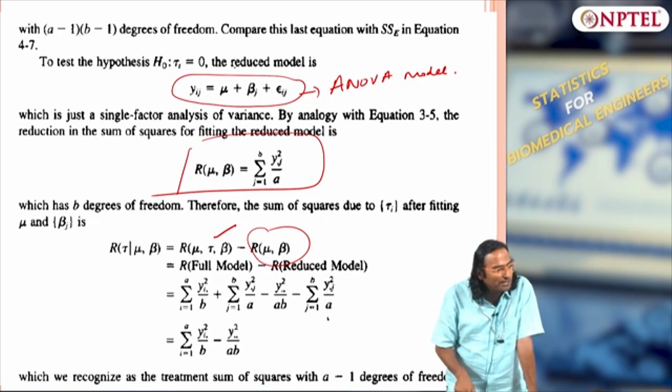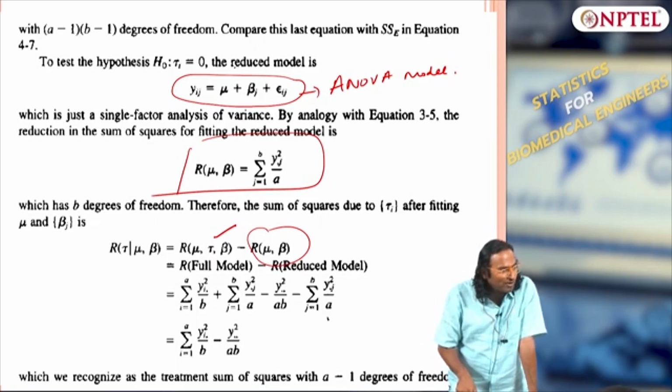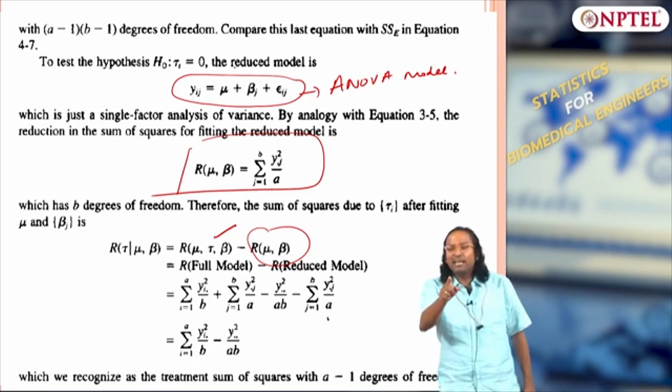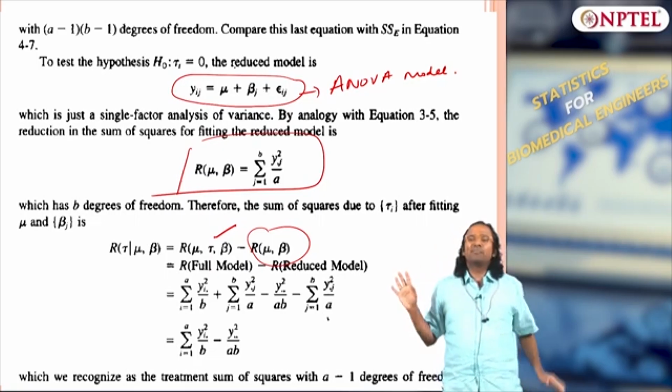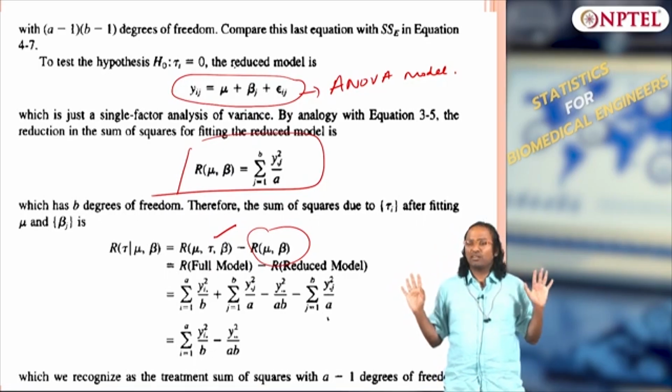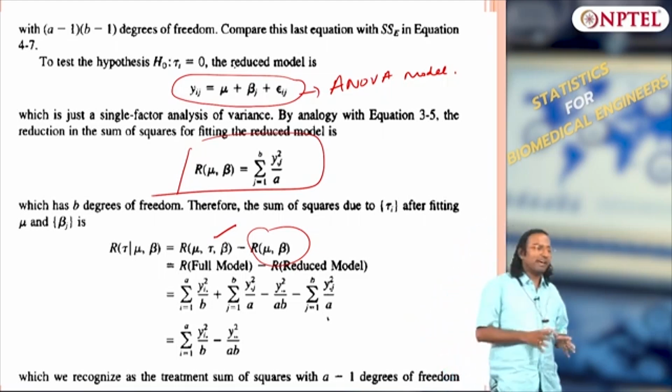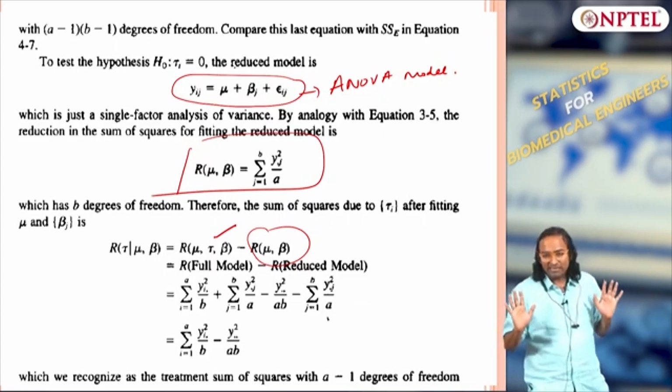R mu comma beta, tau comma beta is the model. If my alternate hypothesis is true, R mu comma tau comma beta is the model. If my null hypothesis is true, R mu comma beta is the model. Now if I subtract both, then I can know the variability explained by treatment alone. That is what it is. And then I want to see whether it is significant against sum squared error or not. That is the idea.